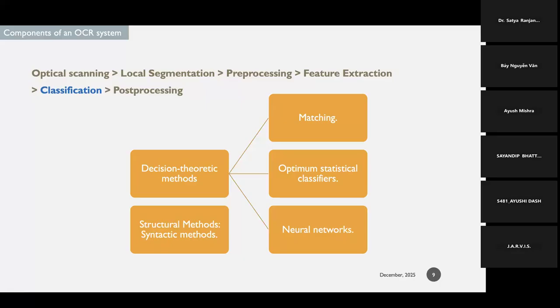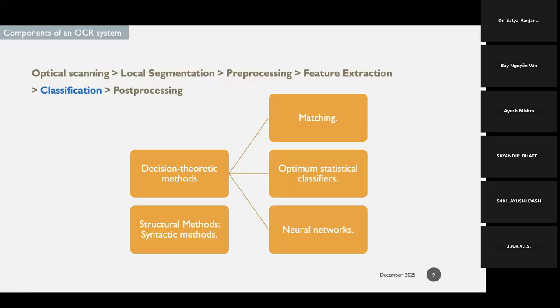The principal approaches to decision theoretic recognition are the minimum distance classifiers, the statistical classifier, and the neural network also. Each of these classification techniques is briefly described.